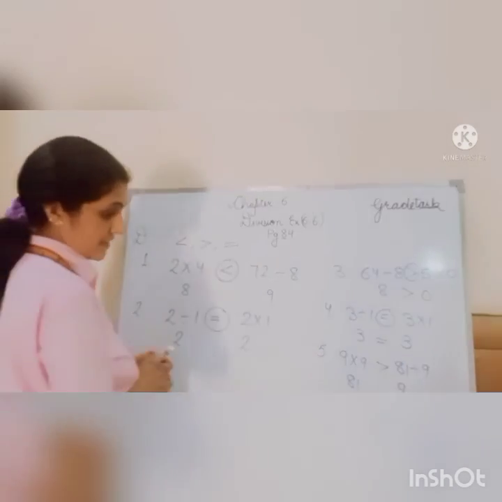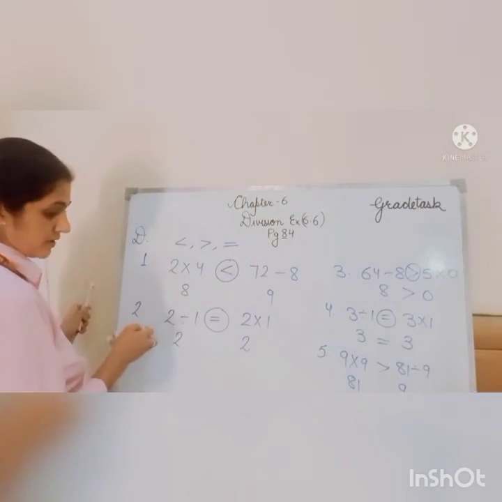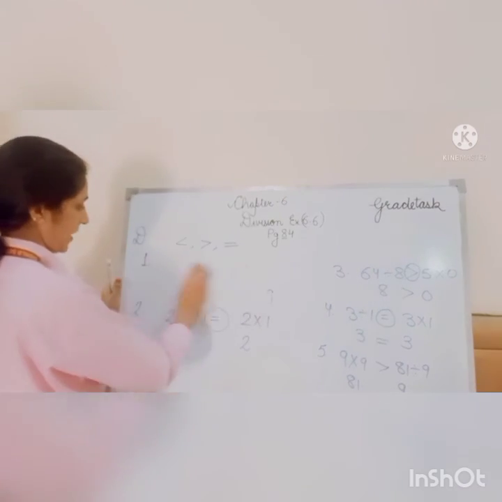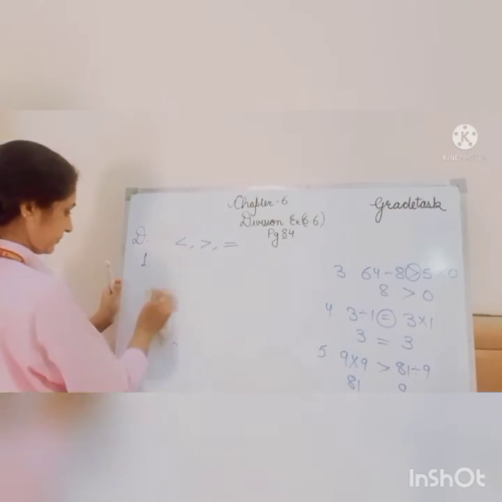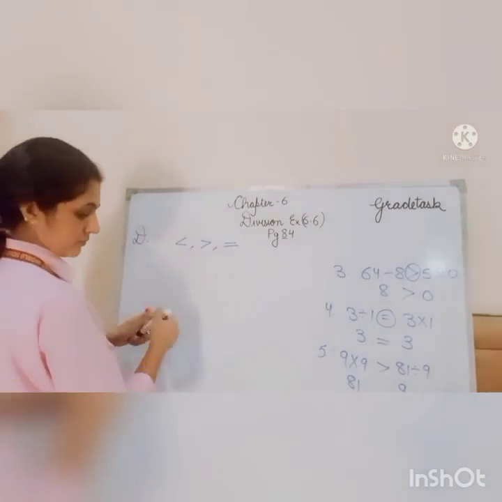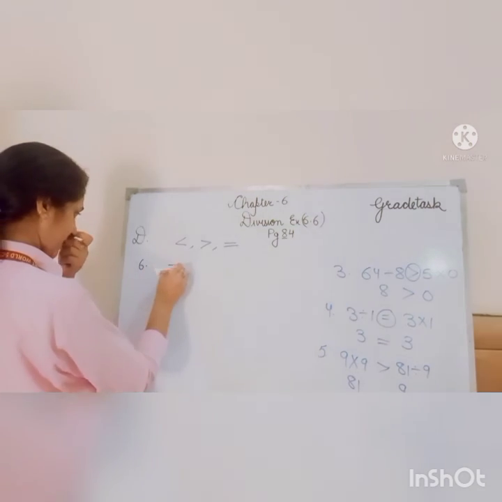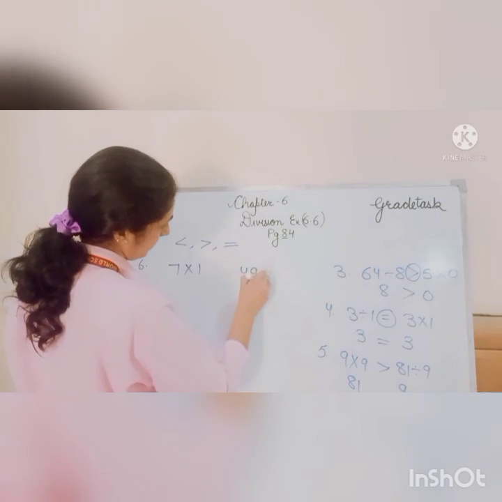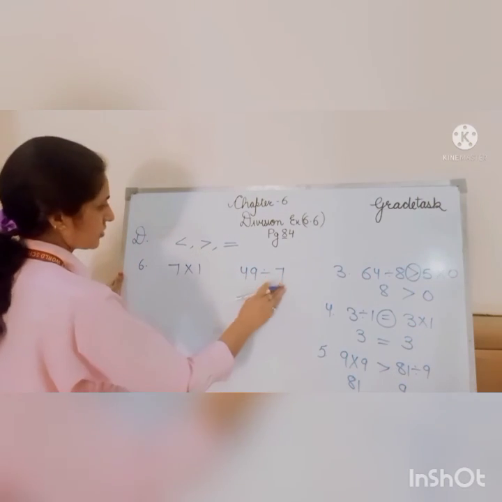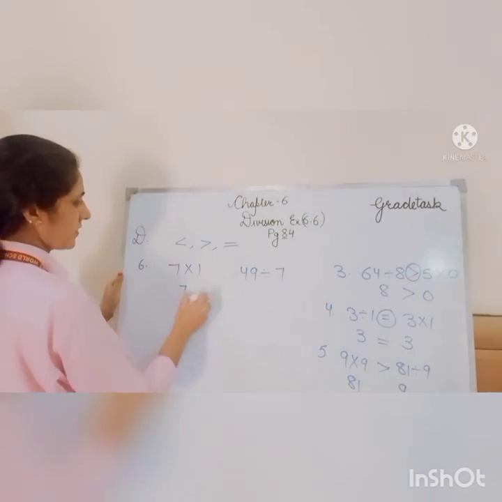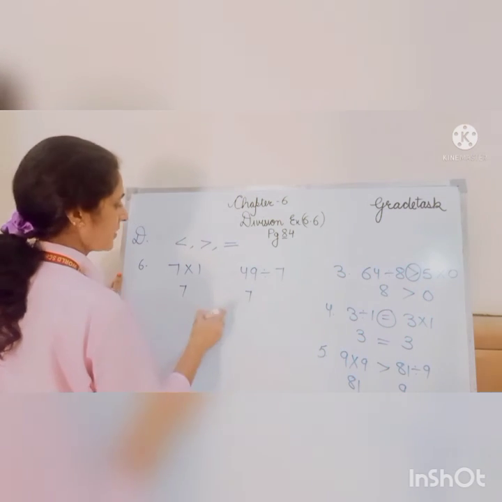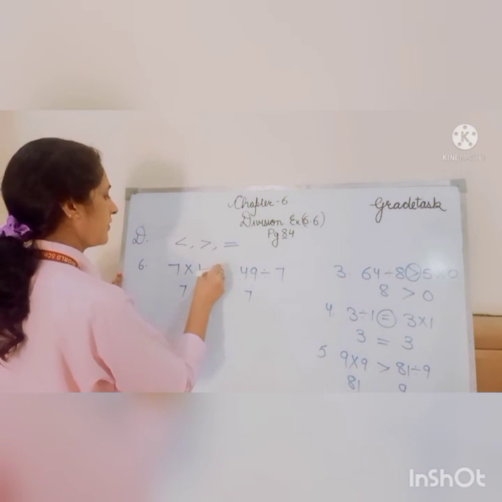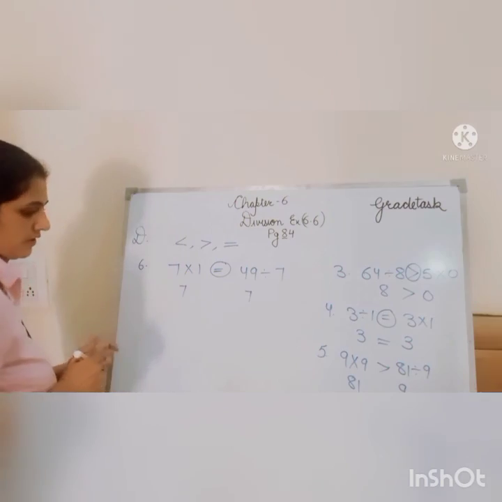Sixth part is 7 multiply 1, which we have to see only. 7 multiply 1 is given here, and here 49 divided by 7. So see students, 7 1s are 7, and 49 when divided by 7 is equal to 7 only. So the equal to sign. Okay.